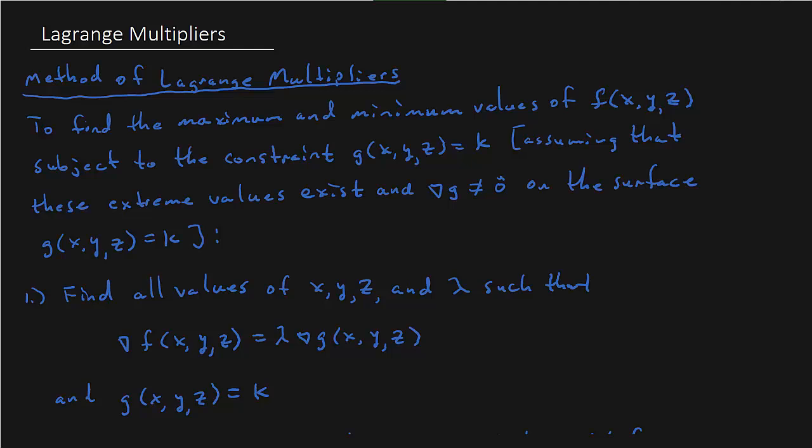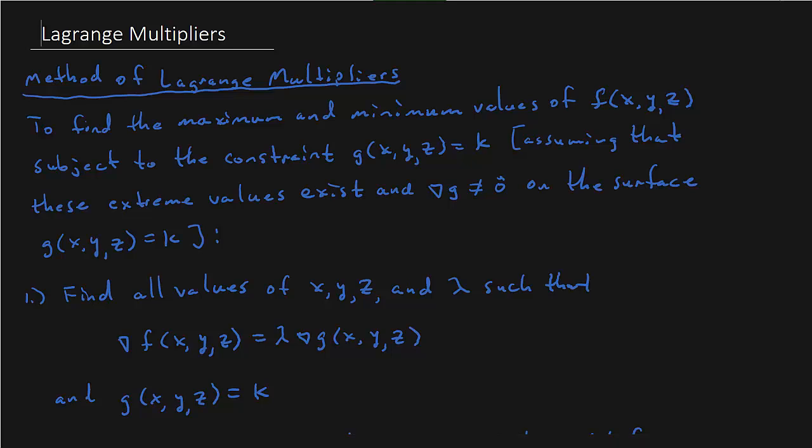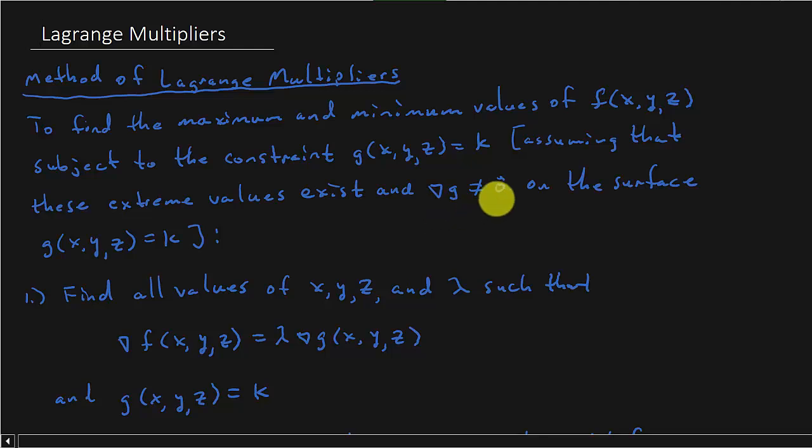Alright, so the method of Lagrange multipliers. It says to find the maximum and minimum values of f of x, y, z subject to the constraint g of x, y, z is equal to k, assuming that these extreme values exist and del g does not equal 0, which, if you remember, is the gradient vector, does not equal 0, on the surface g of x, y, z equals k.